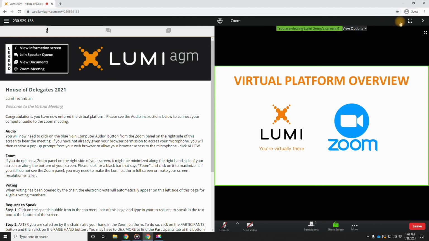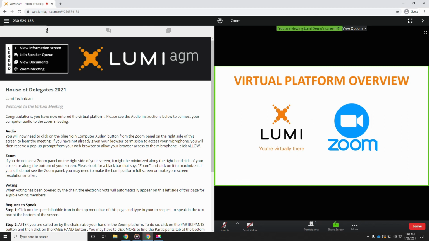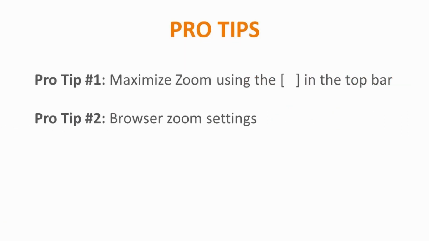Please note, do not use the full screen icon in the Zoom screen. If you view Zoom full screen by using this icon, it can be difficult to access the LUMI platform, and voting for elections or motions or other business will not always automatically appear. If you do mistakenly press the full screen icon in Zoom, you can simply press the Escape key to return to the normal view. Pro tip number 2.